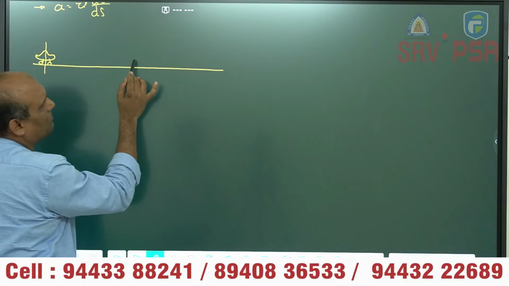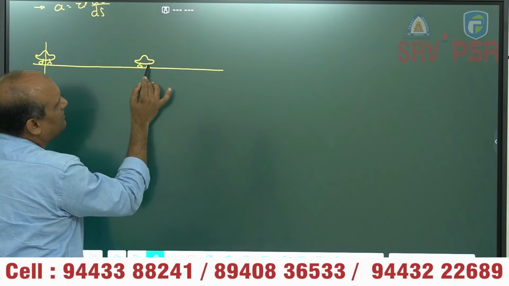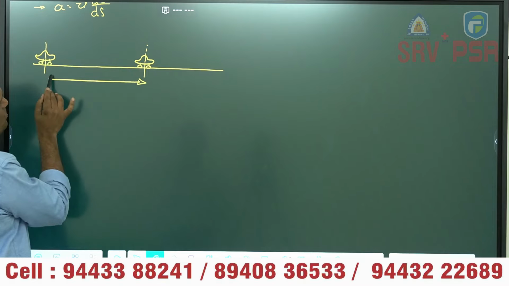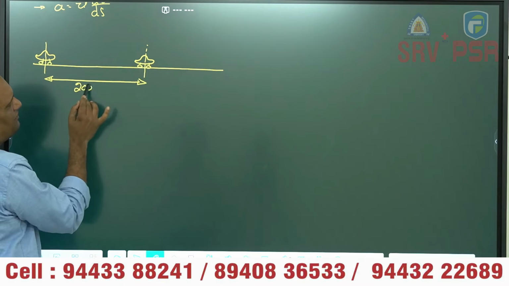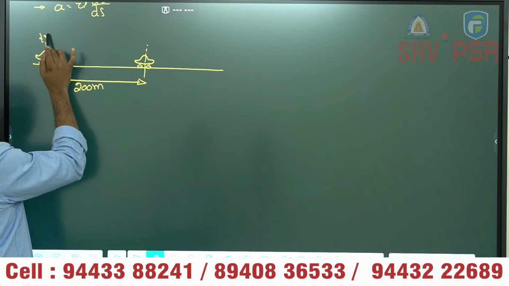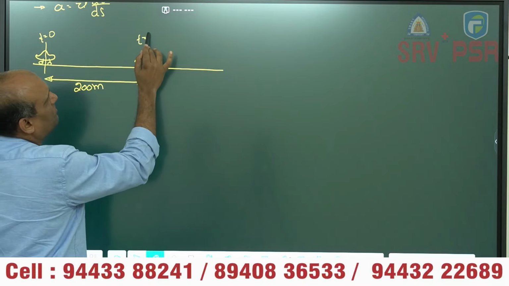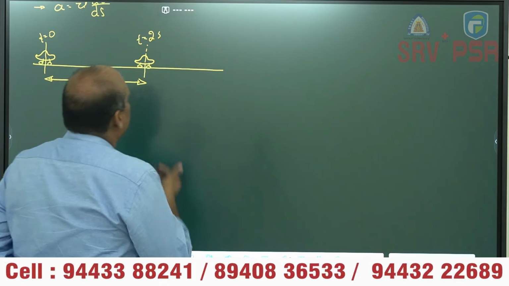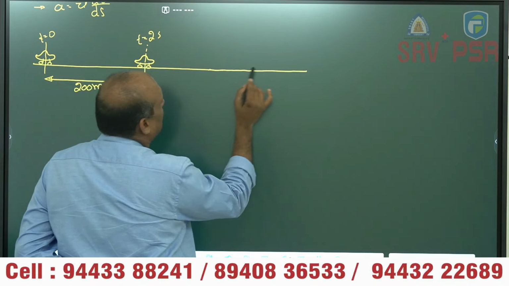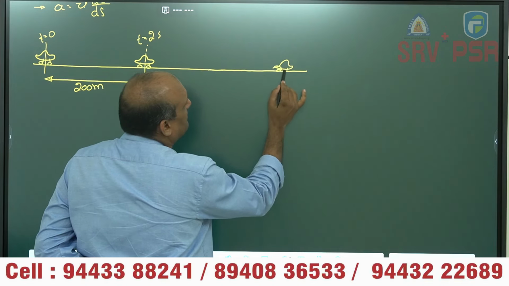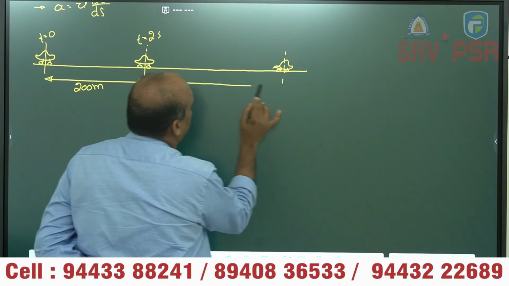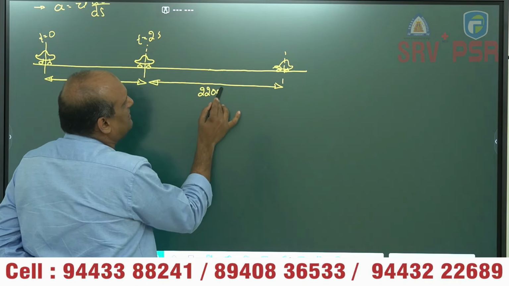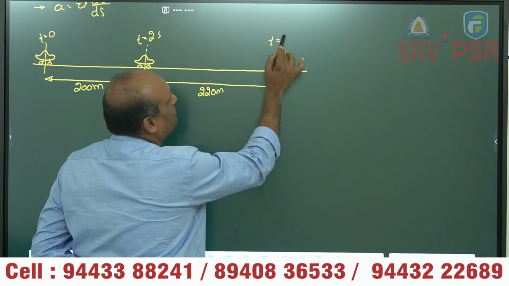A car covers, if you want to write down, a car covers 200 meters in the first 2 seconds, from t equal to 0 to t equal to 2 seconds, and 220 meters in the next 2 seconds, meaning up to t equal to 4 seconds.